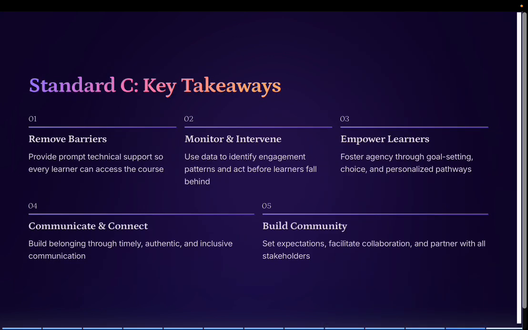In conclusion, engagement and belonging in online learning involve removing barriers through technical support, using data to monitor and support the students, empowering learners through agency, building connection through communication, and creating a strong learning community. These elements work together to create a meaningful and engaging learning experience.